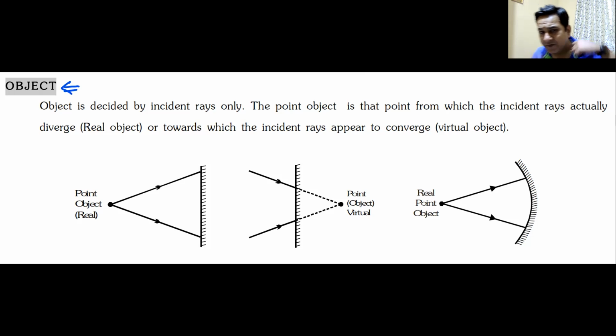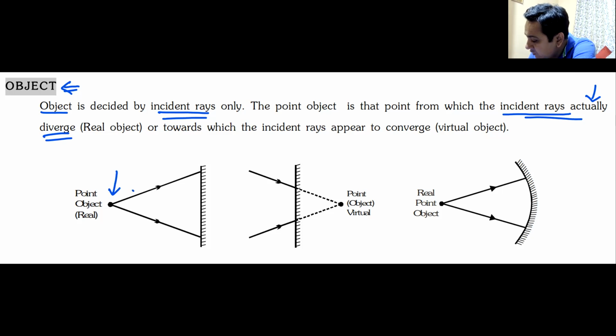Now, how is an object defined? The way that an object is defined is that it is decided by the incident rays only. To define the object, we need incident rays. How is the object defined by incident rays? If the incident rays are actually diverging, as you can see, this is a point object, and you can see the incident rays are diverging.